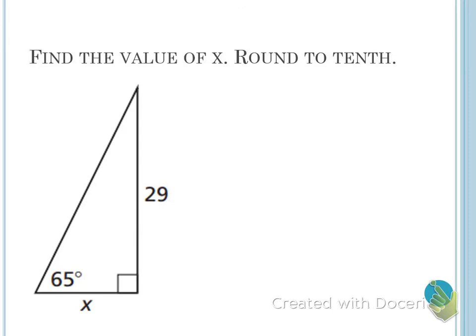Here is your next one. Again, round to the nearest tenth. This was written wrong, because this wasn't opposite of 22. X was opposite.